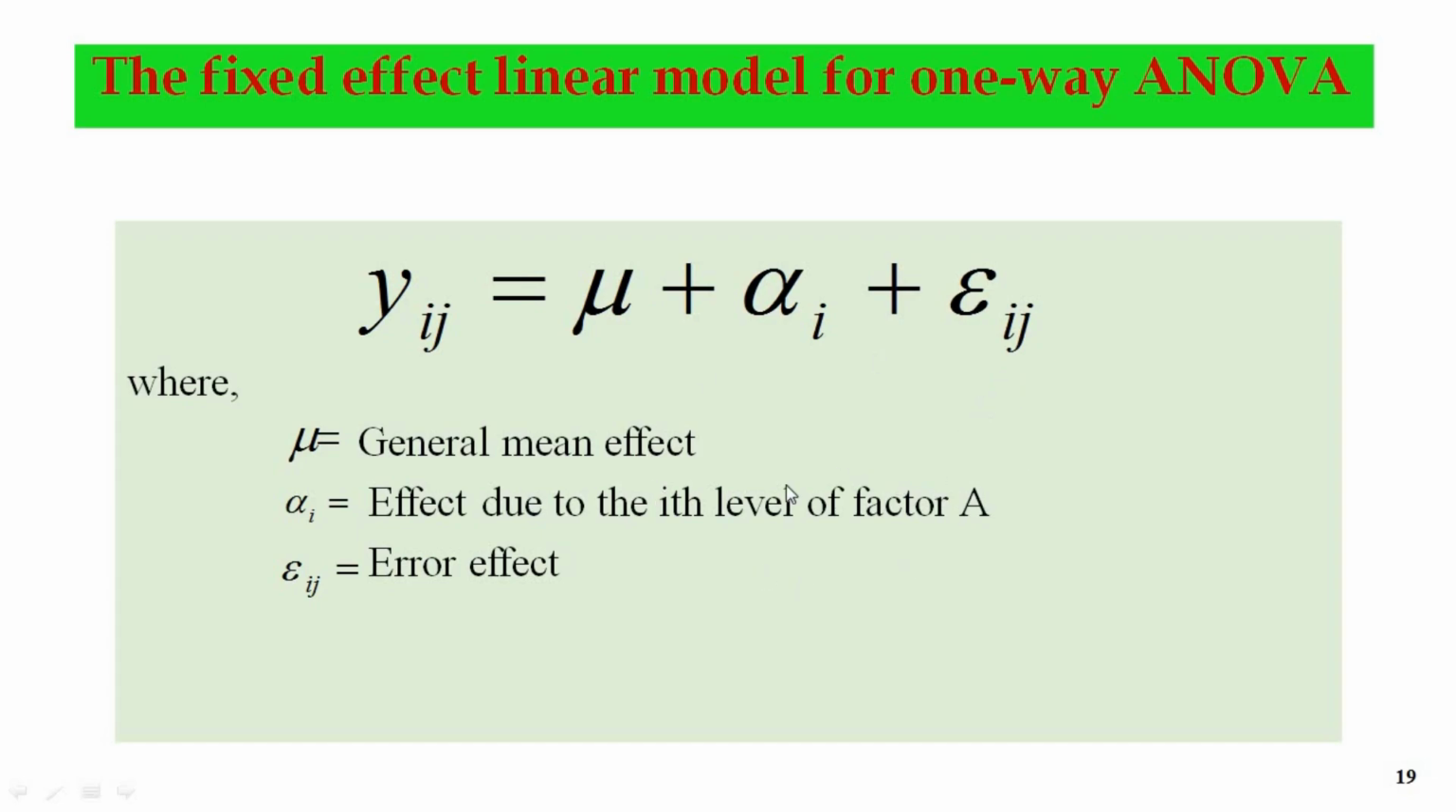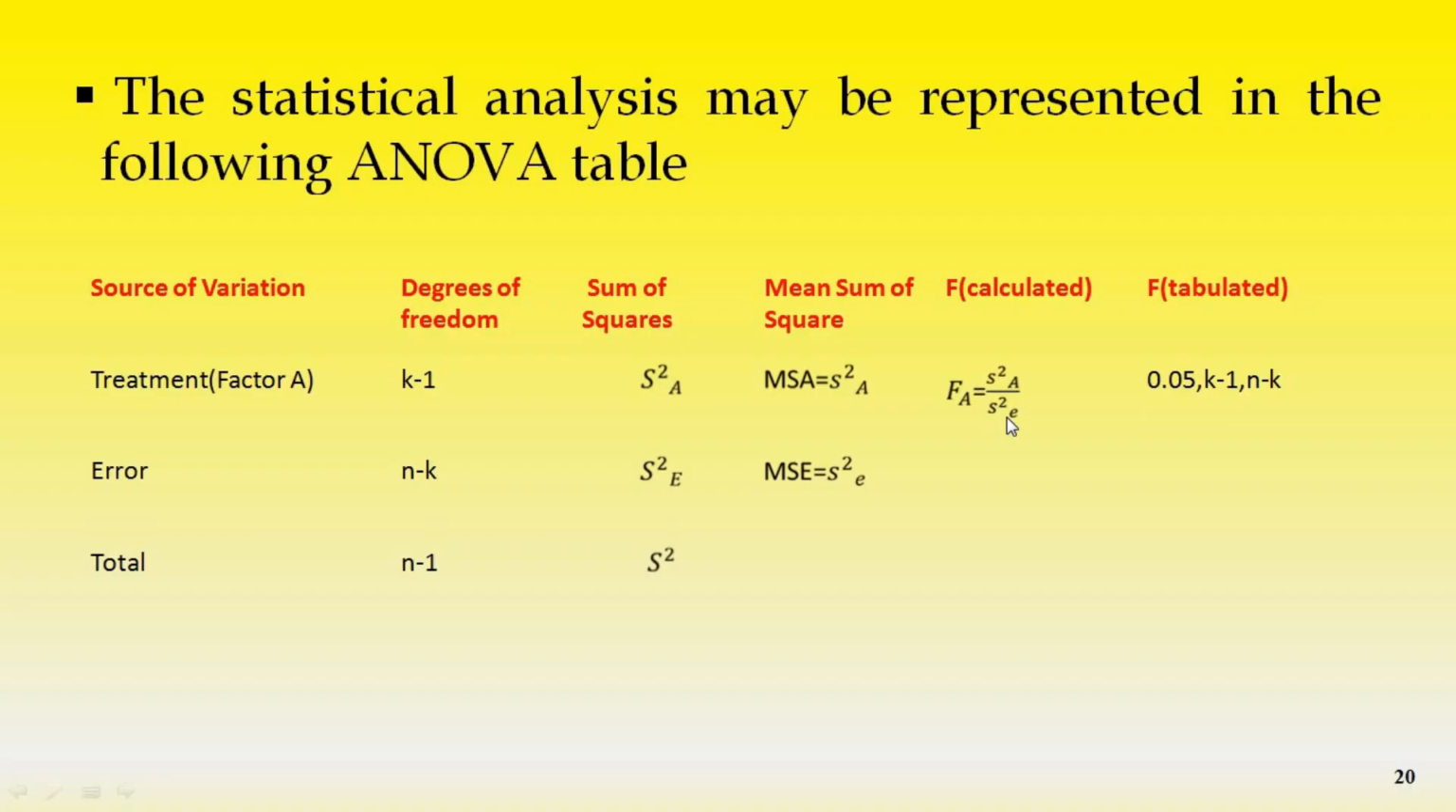Here we also make two or three assumptions. The first assumption: all the observations Yij are independent. The second assumption: the summation over i from 1 to k of ni alpha i is equal to 0. And the third assumption: epsilon ij are distributed as a normal variate with mean 0 and variance sigma square. Okay, this is the linear model for one-way analysis of variance.